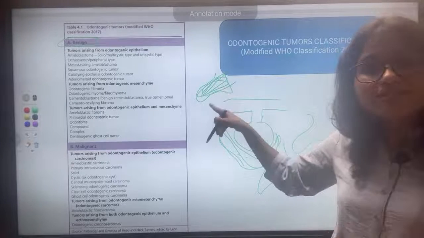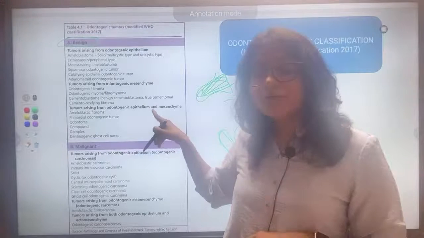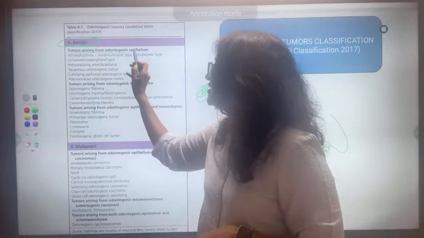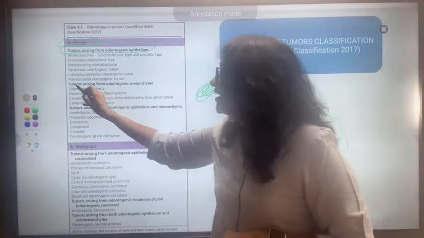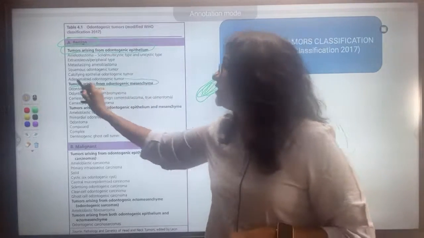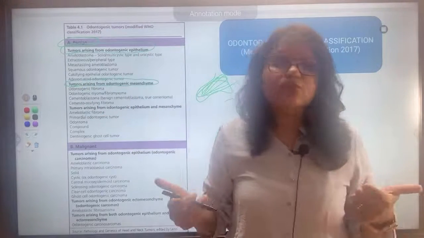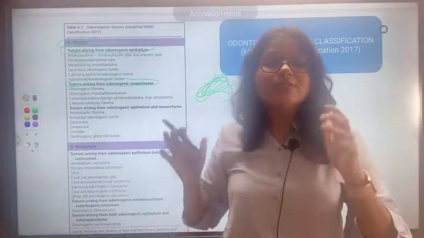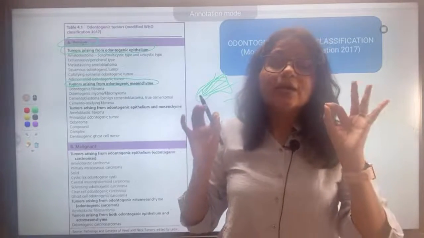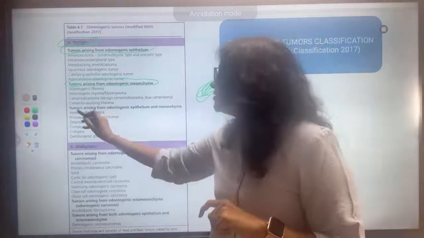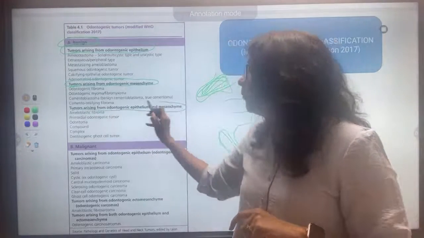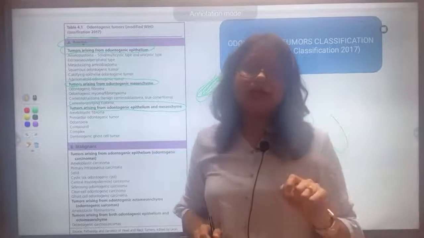So tumors arising from epithelium, okay? Number one, tumors arising from odontogenic epithelium. Number two, tumors arising from odontogenic mesenchyme. Mesenchyme is also called connective tissue, right? So tumors arising from odontogenic connective tissue, that is mesenchyme, okay? And third is tumors arising from both epithelium and mesenchyme, right?